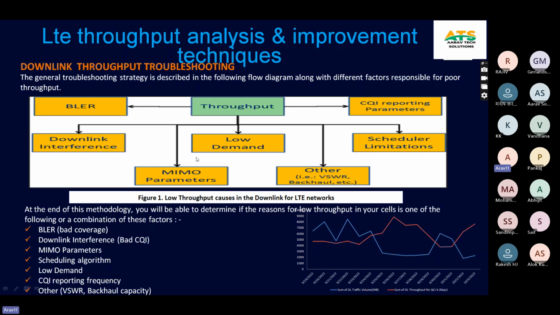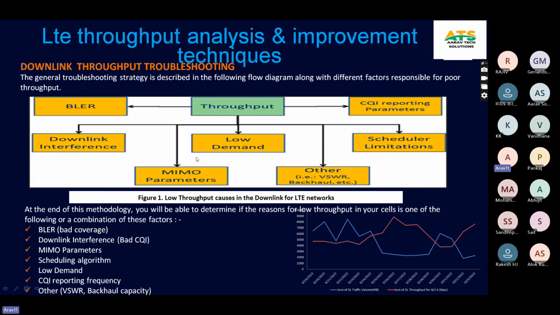Another case is hardware issues, right? PHWR is high on the site. Or a backhaul issue, where your transmission is not proper. In that case, you are unable to achieve the required throughput threshold.